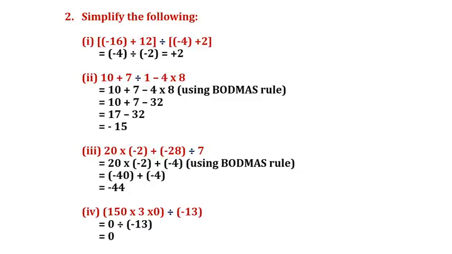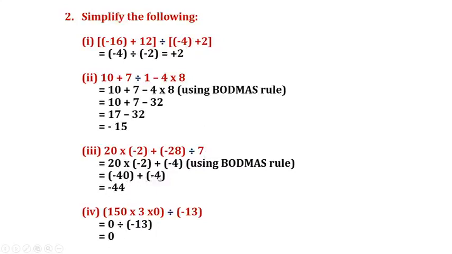Next, third one, 20 into minus 2 plus minus 28 divided by 7. Here also you have to use the BODMAS rule. So first I am taking the division because D is coming first here. Minus 28 divided by 7 is equal to minus 4. And the next one is multiplication, in between 20 into minus 2, which is minus 40, plus of minus 4.